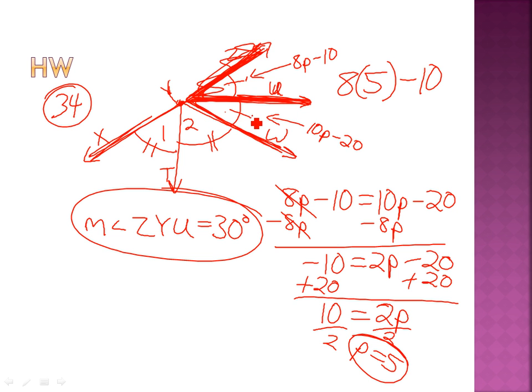What's the measure of this angle? 30 degrees. Could we find these other two angles if we wanted to? Yeah, we know all of them together add up to 180 and we could go through all that. I don't feel like doing that right now. Other questions?